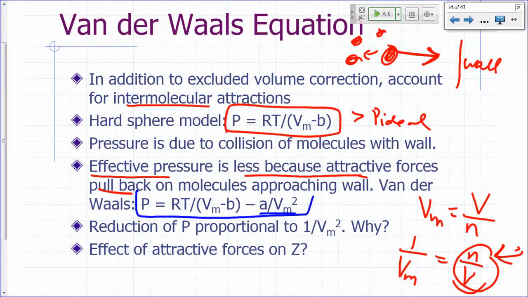So this equation right here is called your van der Waals equation. So what's the effect of attractive forces on Z? It tends to make your Z less than 1. So you have a battle here between repulsive forces and attractive forces. Whether Z ends up being greater than 1 or less than 1 depends on which type of force predominates, attractive force or repulsive force.